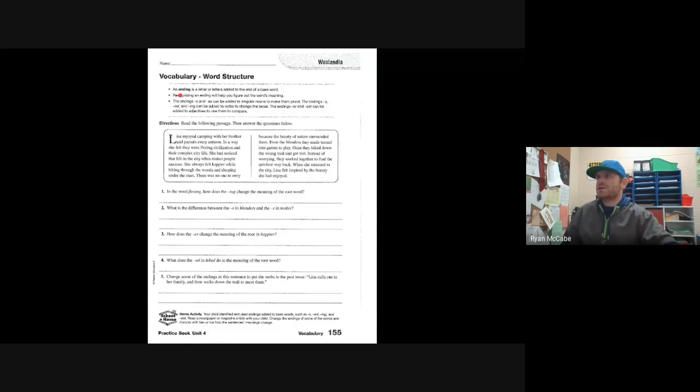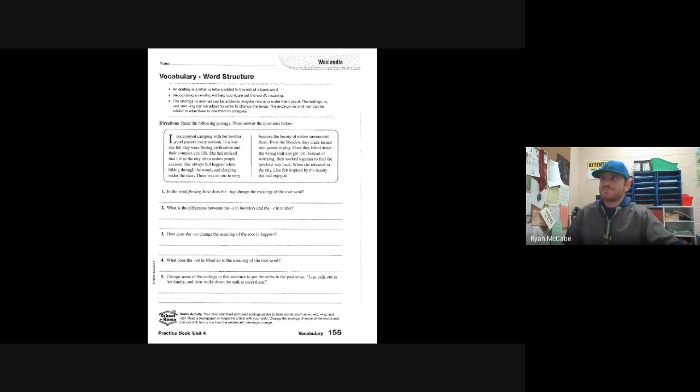So up here it says an ending is the letter or letters added to the end of a base word. Base word is the same as a root. Recognizing an ending will help you figure out the word's meaning. So just like when we talked about prefixes, it'll help you understand the word. For example, miniature, mini is small. Also talking about reassembled. So assembled means put together. Re means to do again. So if you reassemble something, you would be putting together something again.